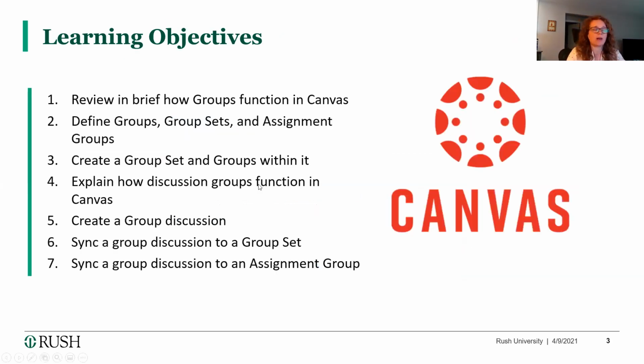So today we'll have a few learning objectives. First, it's really critical to understand how groups function in Canvas before we discuss the function of discussion groups. So first, we're going to review in brief how groups function. Second, I'll define a few terms because Canvas uses the word group in a few different ways. So I think it's important to have an understanding of what each of these terms mean in order to use them appropriately. We'll create a group set and groups within it.